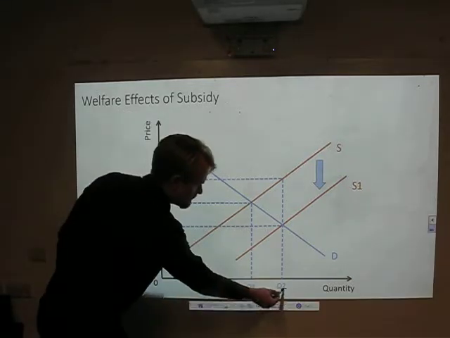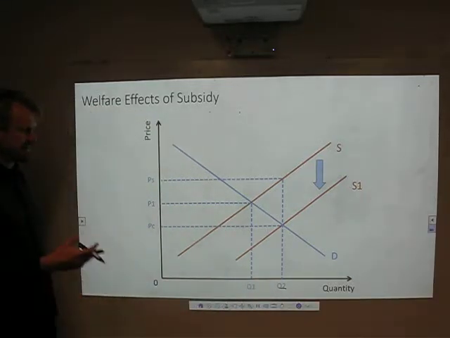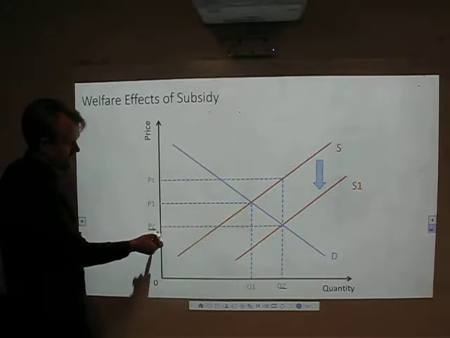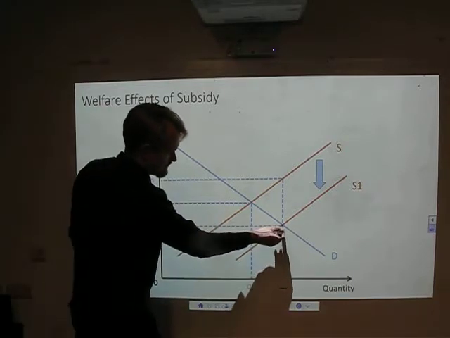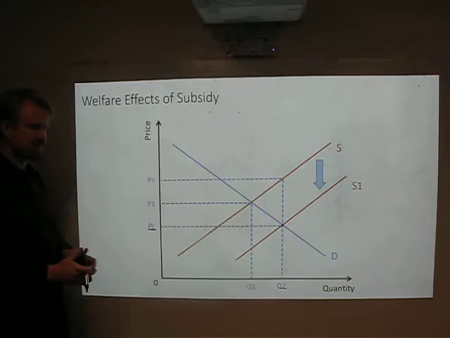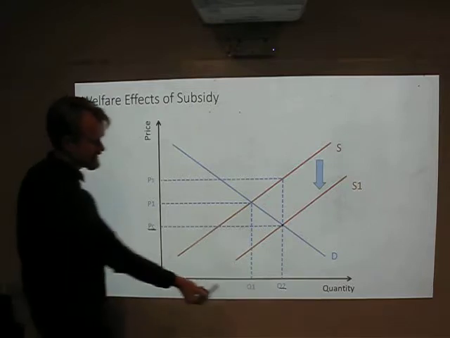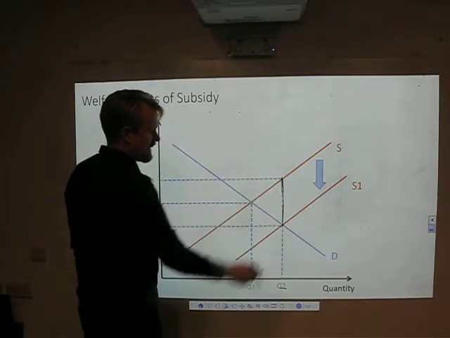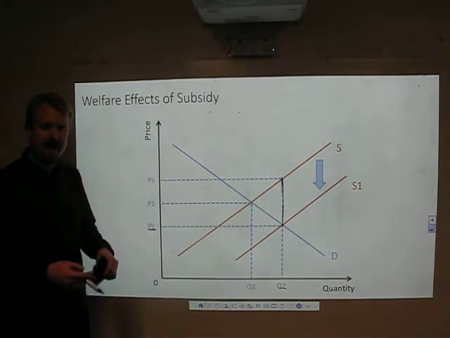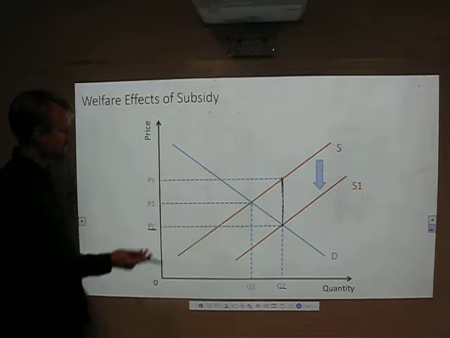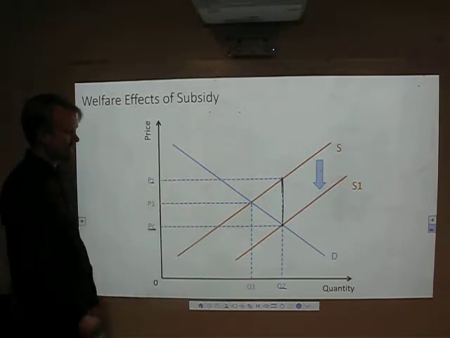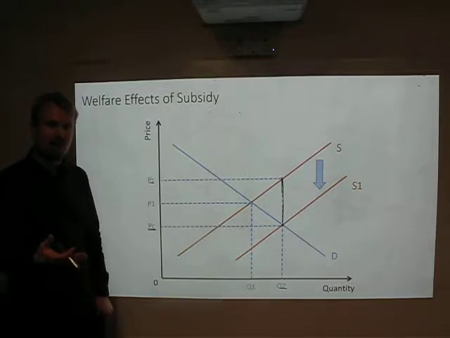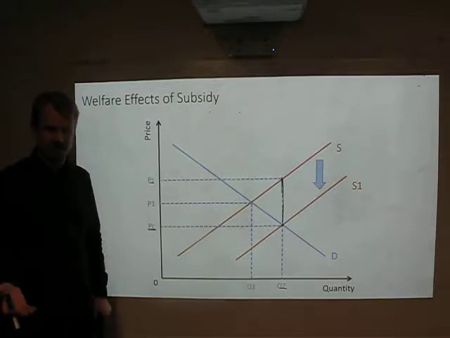Quantity is now at Q2, and we've got to identify what's happening here. The consumers are paying a lower price, where the demand curve meets the new supply curve. But the suppliers sell to the consumers at this price and then get this added on to their revenues by the government, so the suppliers are essentially getting this price here. This is why it's going to get tricky, because we need to work out where the new producer and consumer surpluses are.